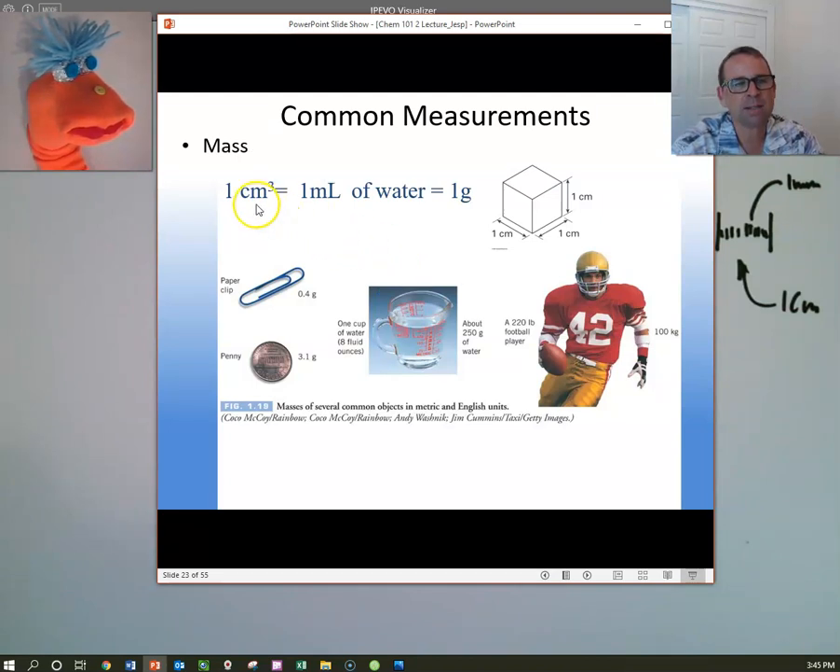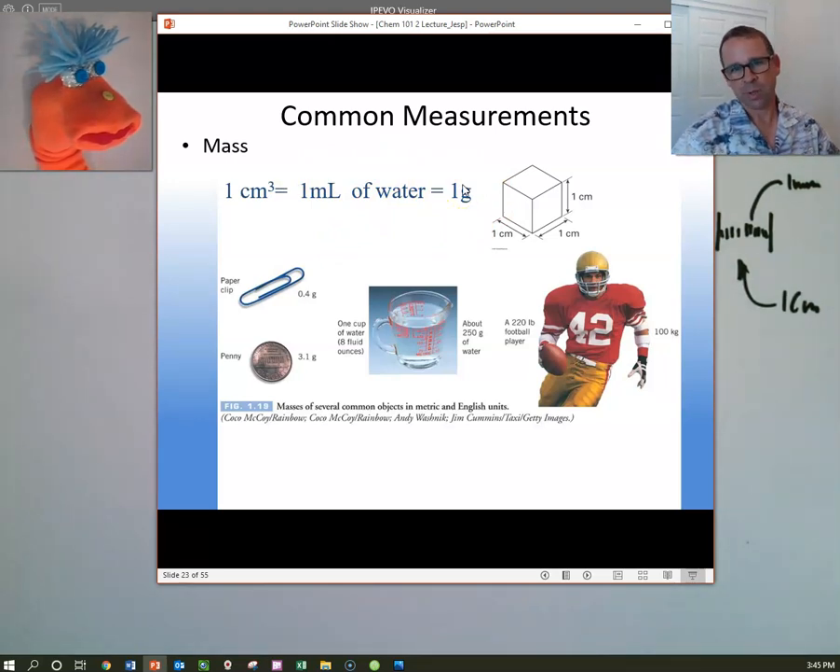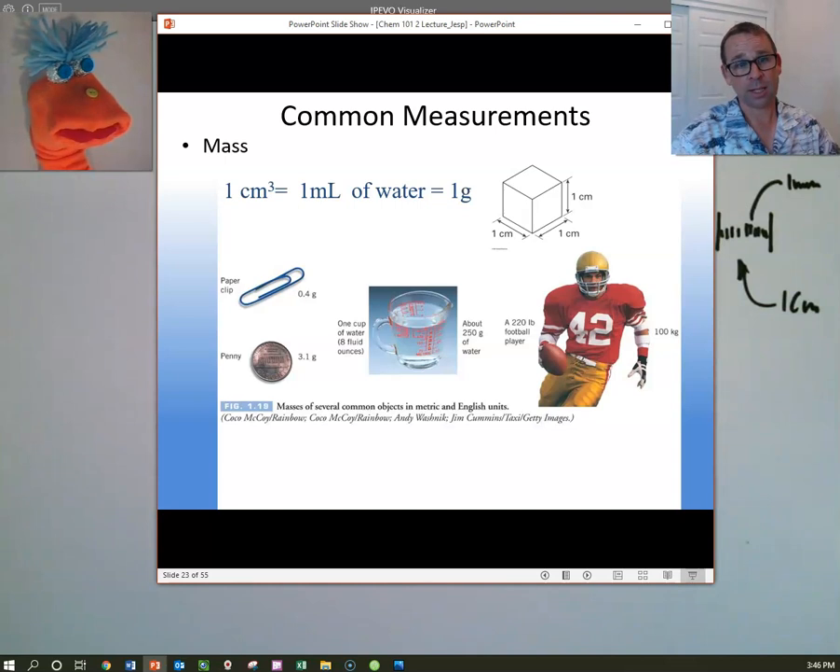All right, mass. Here's a very interesting one. 1 cc, 1 cubic centimeter of water, which is 1 milliliter of water, has the mass of 1 gram, which is what we call the density of water. The density of water is 1 gram for every milliliter. Okay.